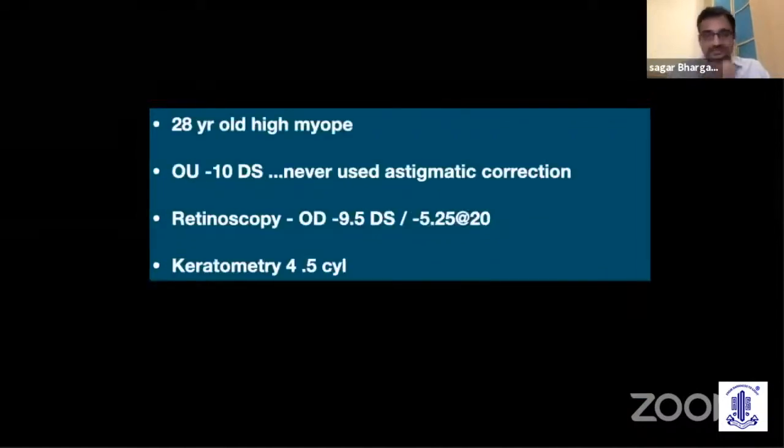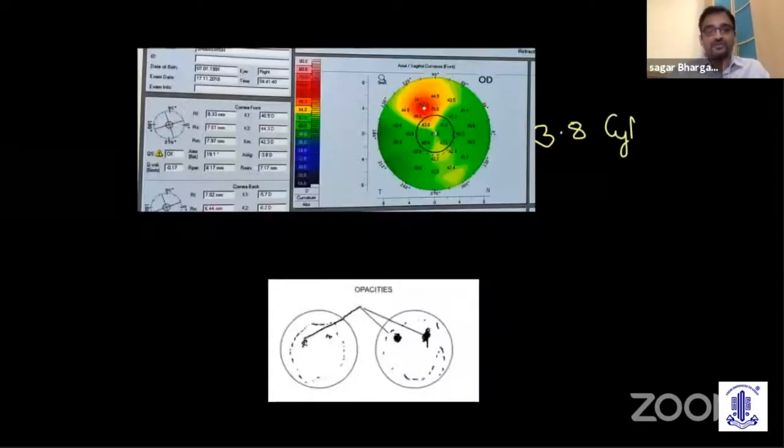Now, to explain this, let me give you an example. This is a 28-year-old high myope who was using -10, never used any astigmatism correction, but see the retinoscopic value and see the keratometry, a very high cylinder. Now, how has this happened? A topography would give you an answer for this.